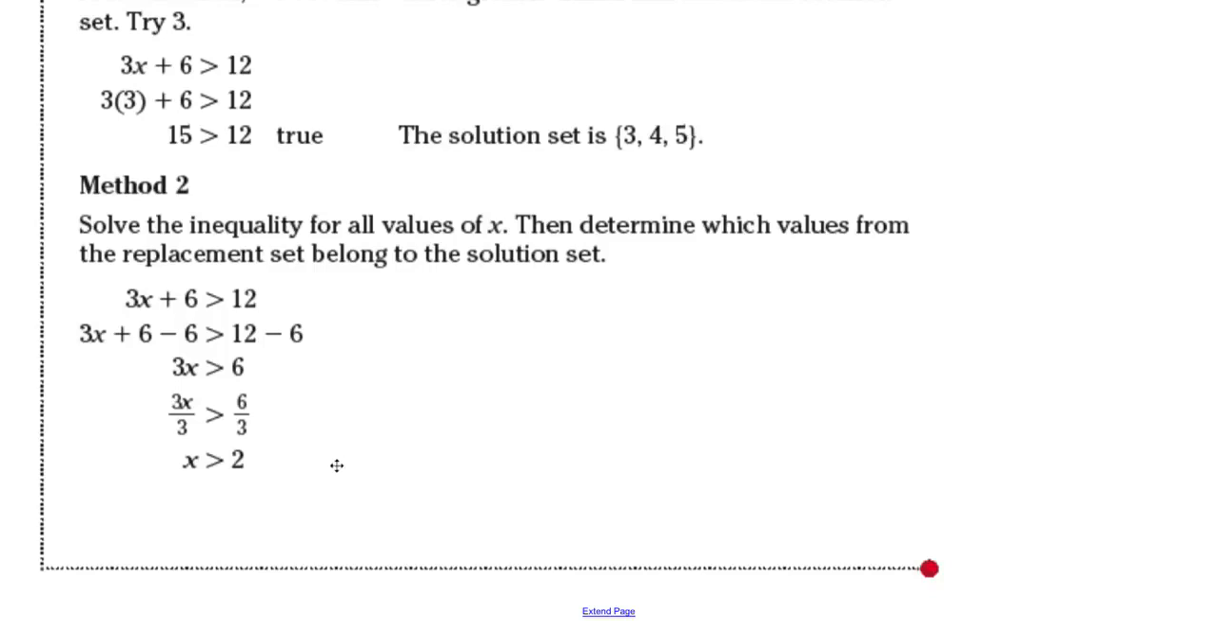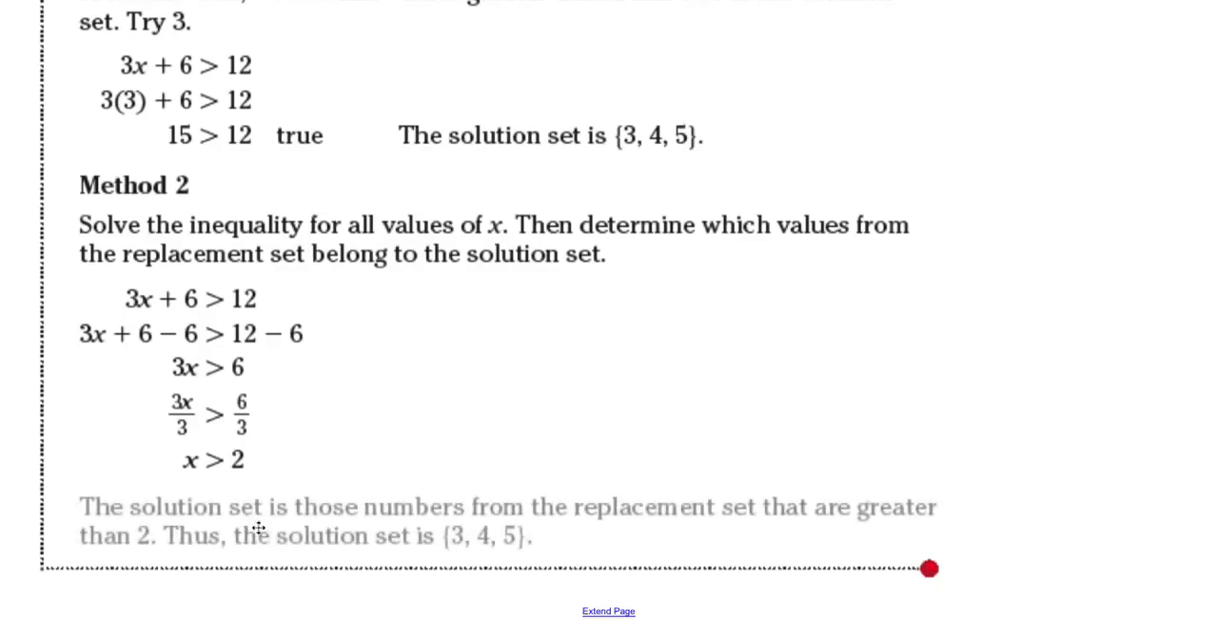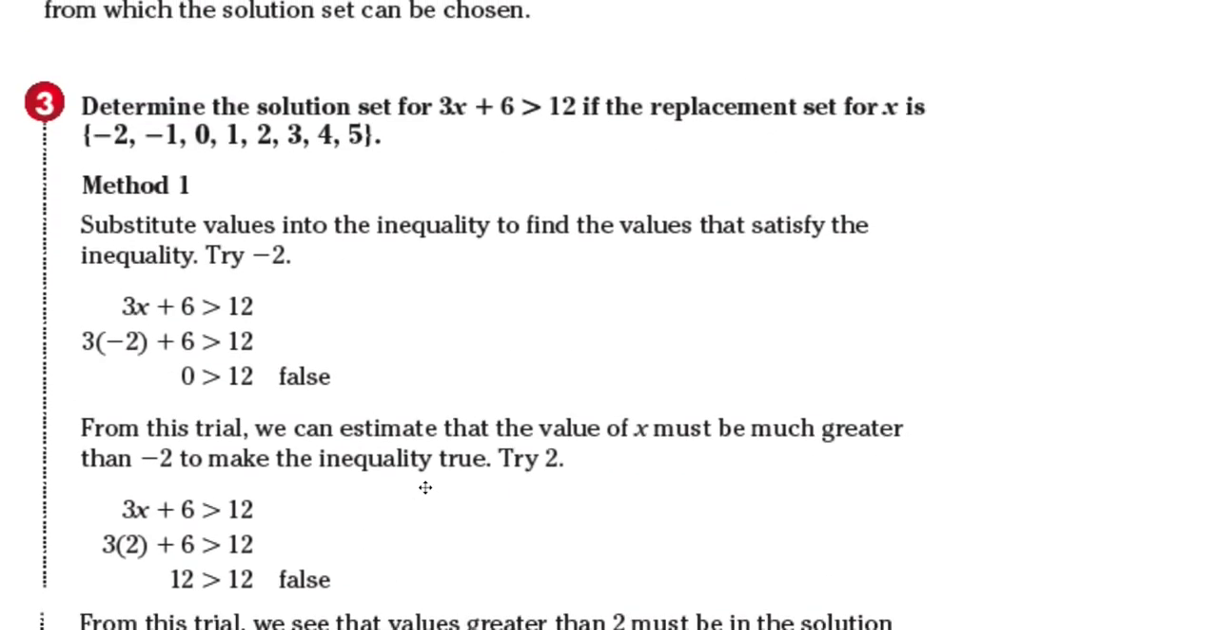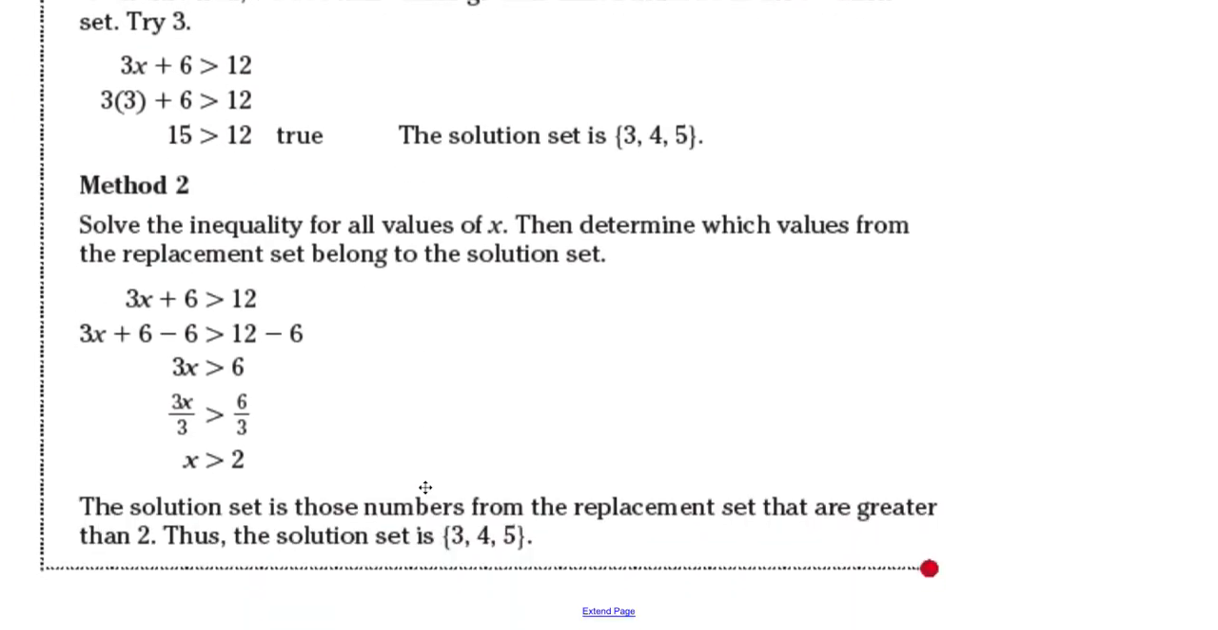2. So from there, the solution set is those numbers from the replacement set that are greater than 2. In this case, it's only 3, 4, and 5, which are greater than 2. So solution method 2 would be a lot faster to use, because after you find the solution, all you need to do is look at your replacement set and see what values apply to your solution. Okay, and let's take a look at the last example.